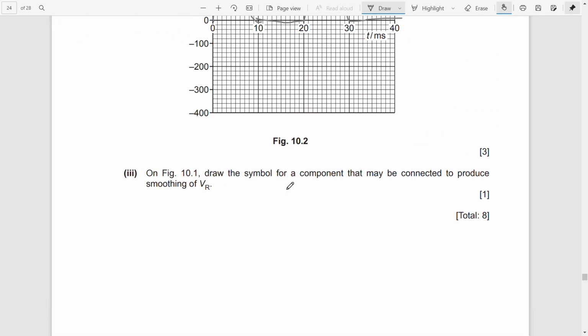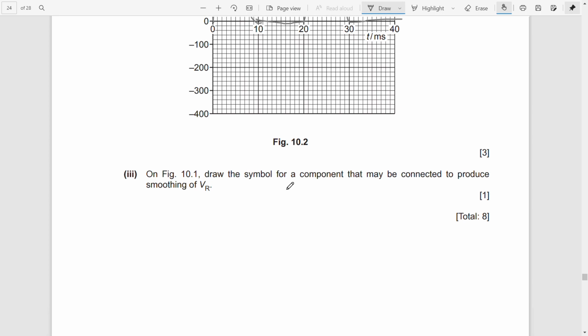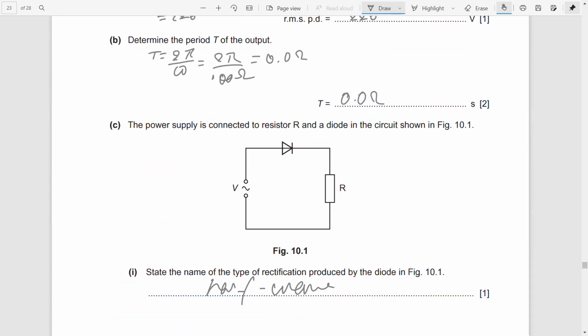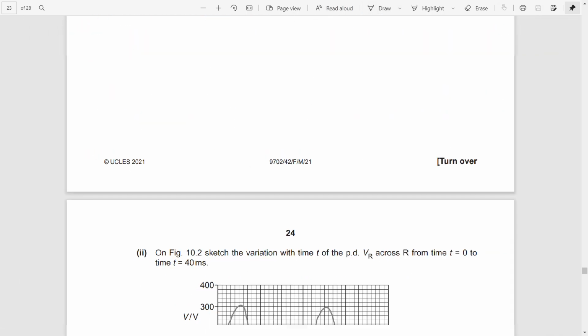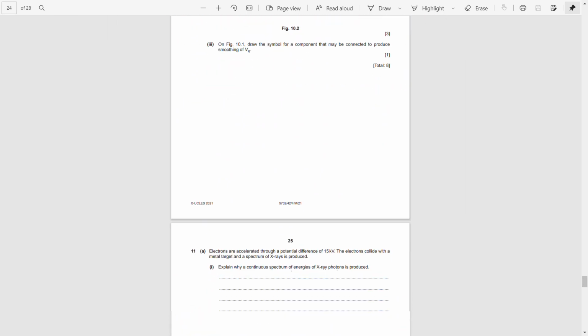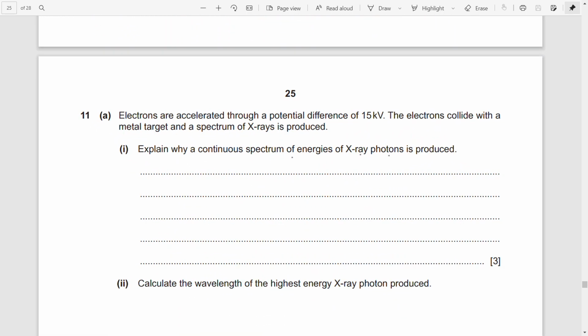3 marks. Draw the symbol for the component that may be connected to produce smoothing. You have already done this several times, putting a capacitor across this circuit. It's very simple. This covers 8 marks. Here, electrons are accelerated through a potential difference of 15 kilovolts. Explain why a continuous spectrum of energy of X-ray photons is produced.